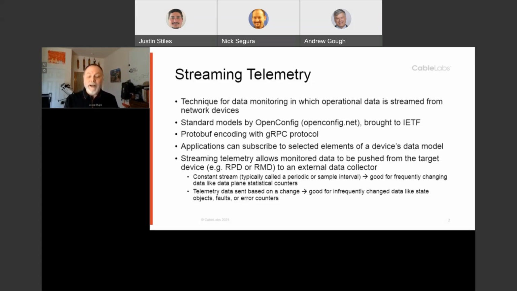You're going to be able to get a constant stream. So that's going to be useful for periodic data, or over a sample interval. And that's going to be really good for frequently changing data, like statistical counters off of the data plane. And you're going to be able to get telemetry data based on a change in what has happened in the network. Whenever there is a change, it's going to give you information.